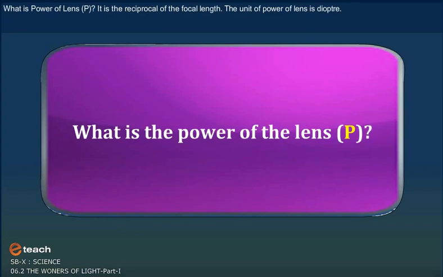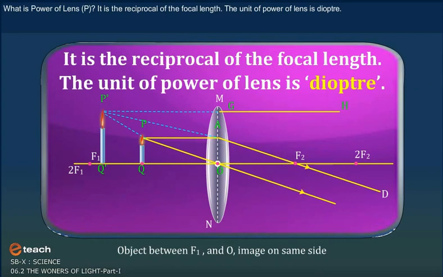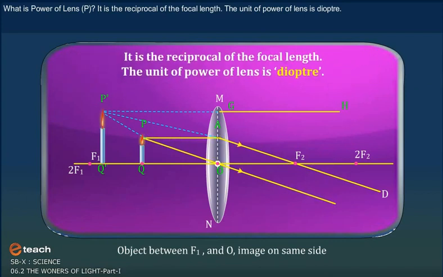What is power of lens P? It is the reciprocal of the focal length. The unit of power of lens is diopter.